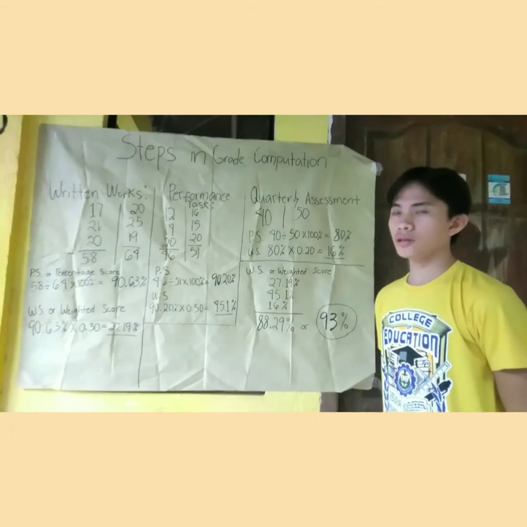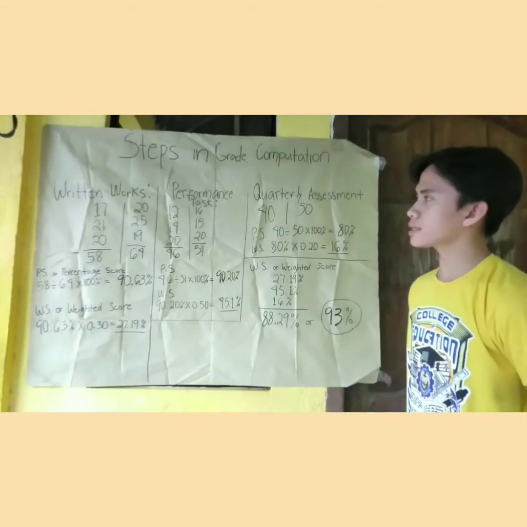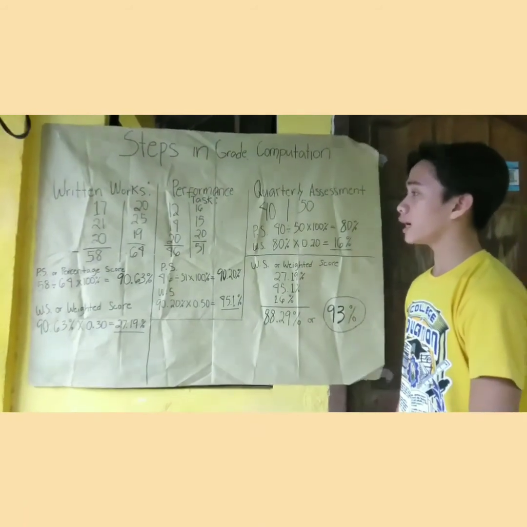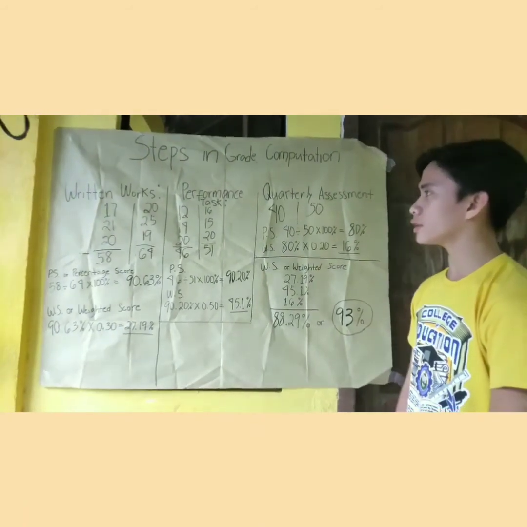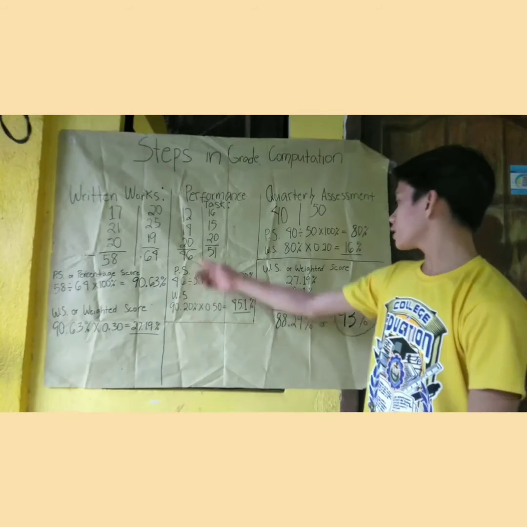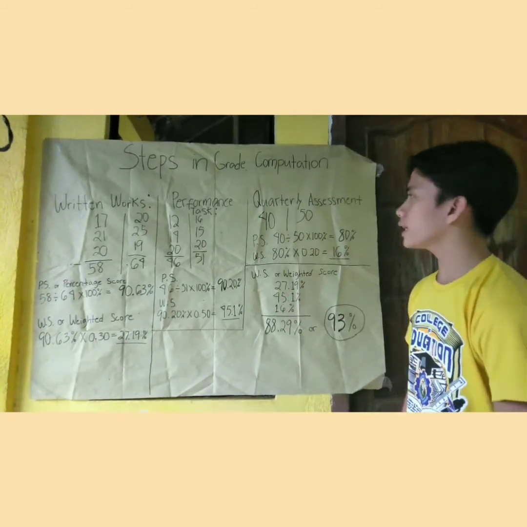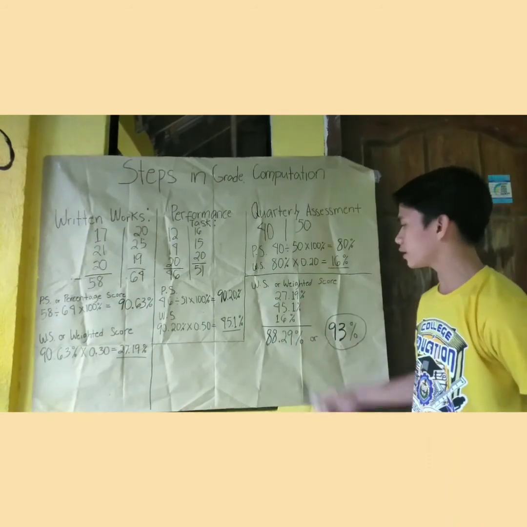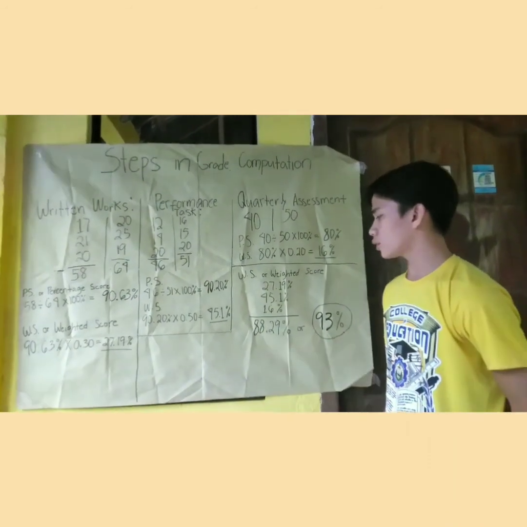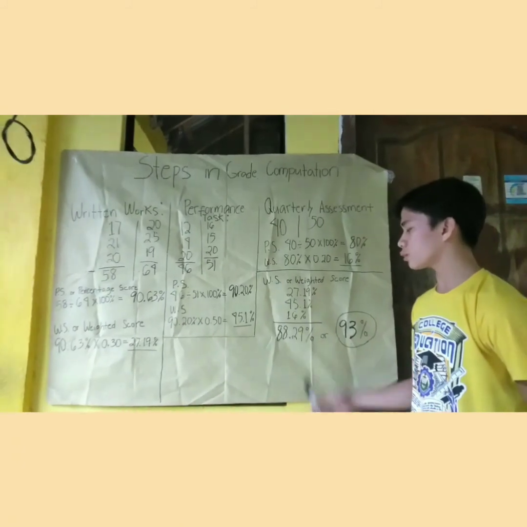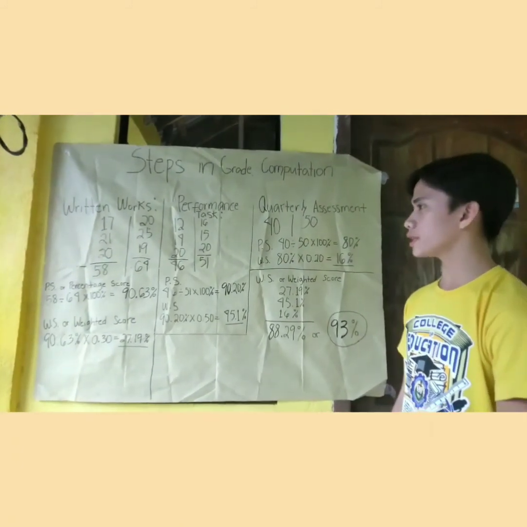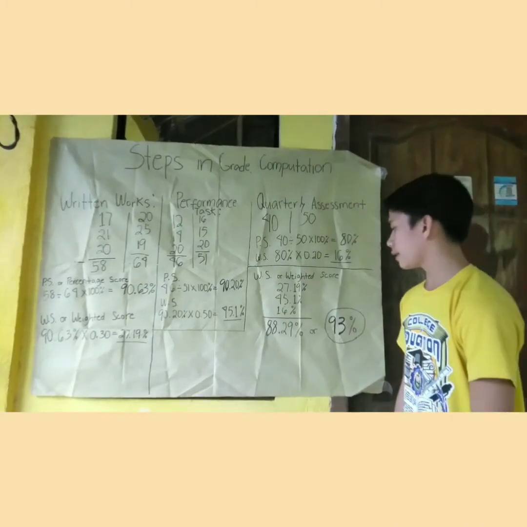Let's proceed to the fourth step. The fourth step is getting the initial grades. In getting the initial grades, we have to add all the weighted scores, which are written works, 27.19%, performance task, 45.1%, and quarterly assessment, 16%. That will give us 88.29%. So that is the fourth step. Let's proceed to the last step.